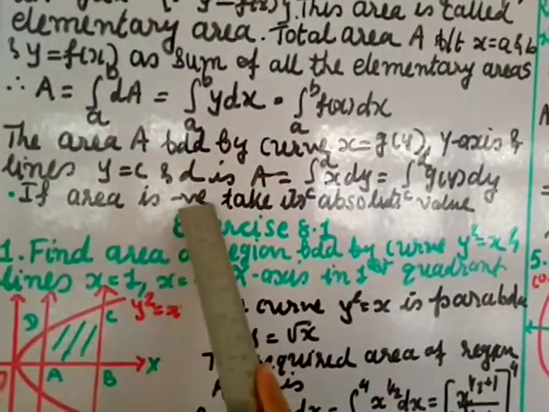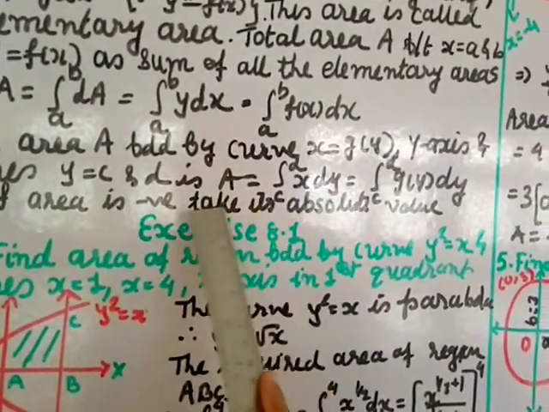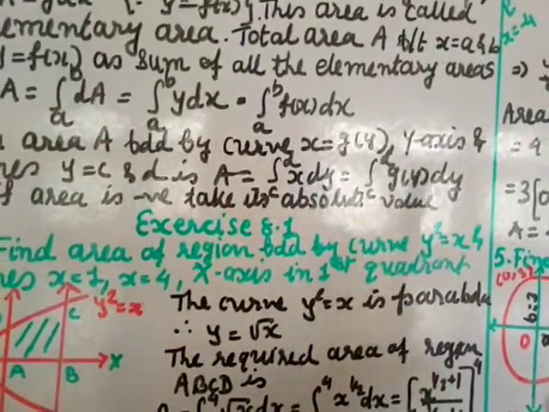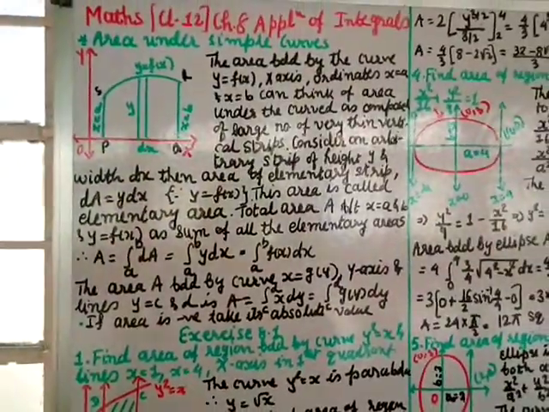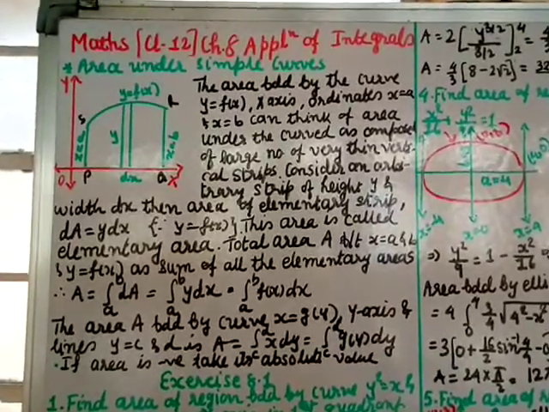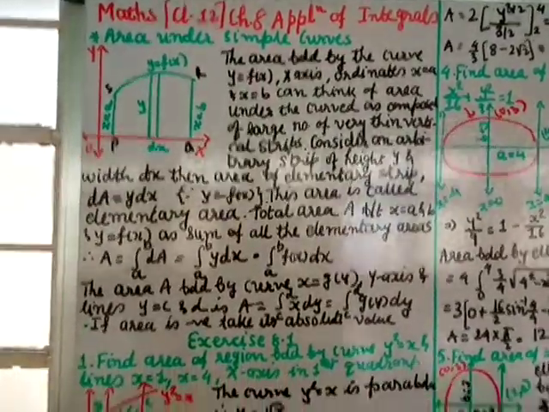If the area is negative, we take its absolute value, because area cannot be negative, so we are going to consider the absolute value of it. That means you consider the positive value.